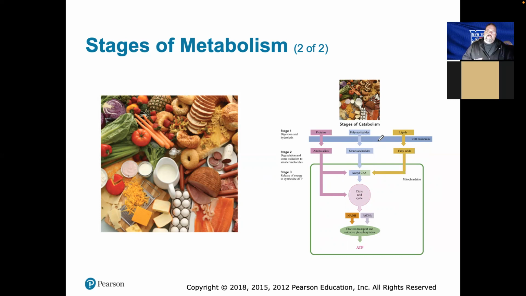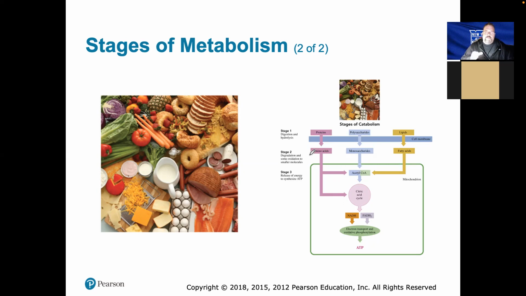But if you think about what we talked about in chapters 13, 15, and 16, we know that proteins are made up of amino acids, polysaccharides are made up of monosaccharides, and lipids are made up of fatty acids, larger to smaller. Then stage two, degradation and some oxidation to smaller molecules.